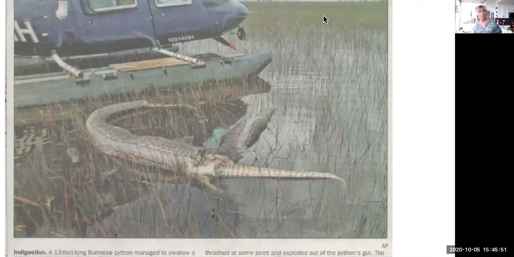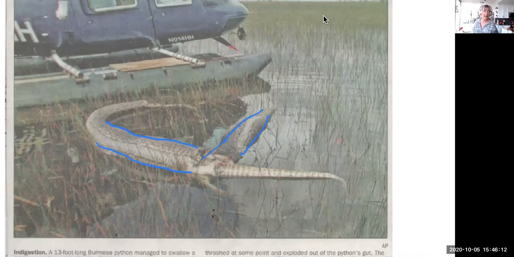Yeah, it's hard to tell here which is which. I mean, this is part of the alligator. This is the skin of the python. Part of the alligator is in there, but it burst through the skin, so it killed them both. But really, the python does not belong there, but the alligator does.